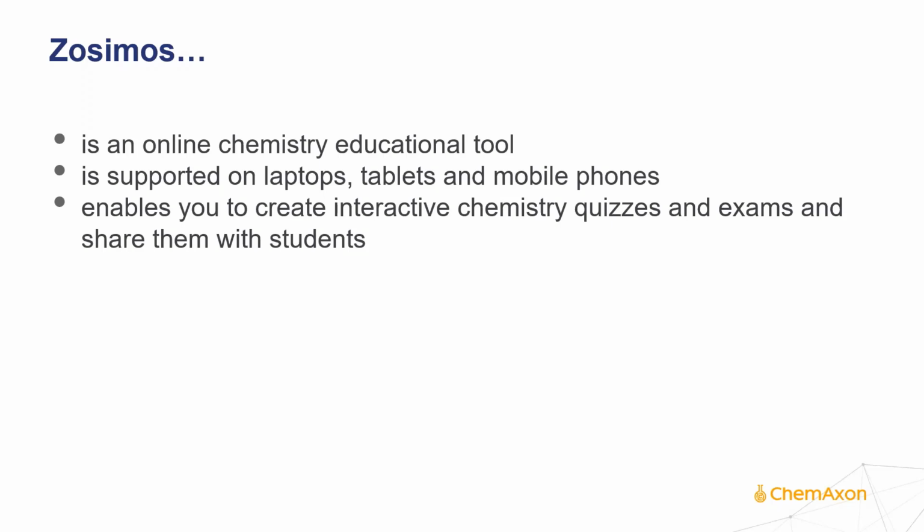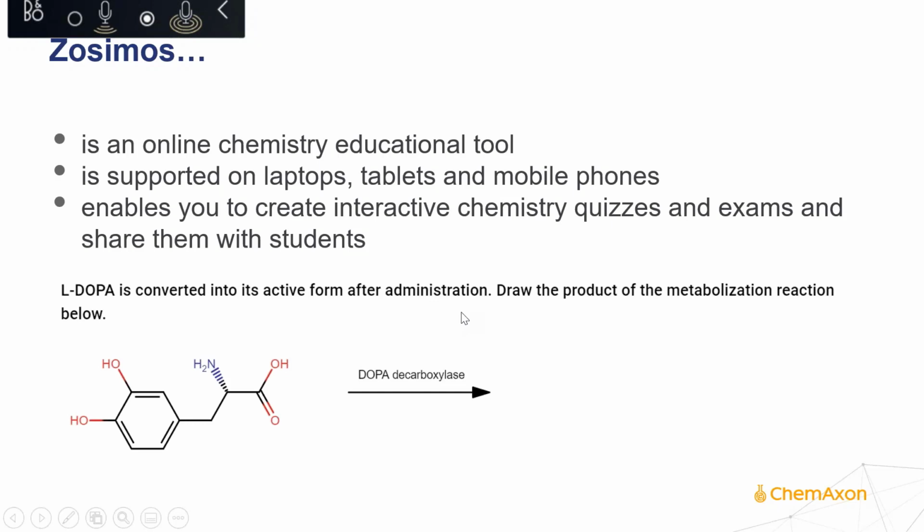And Zosimos enables you to create interactive chemistry quizzes and exams as well, and you can share them with the students. So the main power of Zosimos is that it fully supports chemical structure and reaction drawing. So you can see an example on my screen right now. So teachers can draw chemical structures, and they can also ask students to draw chemical structures themselves. And then the structures are automatically evaluated. So they are checked against the correct structure that has been provided by the teacher.